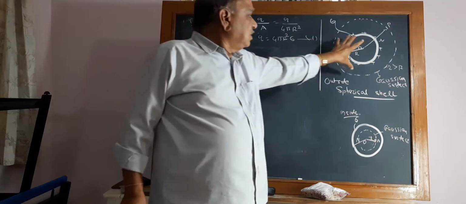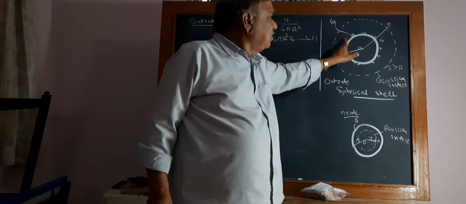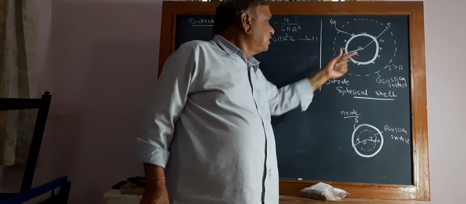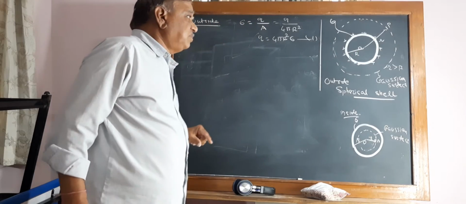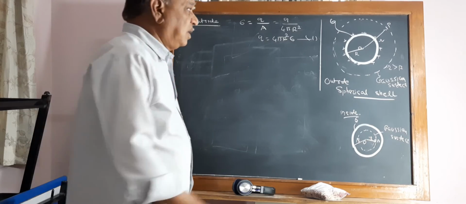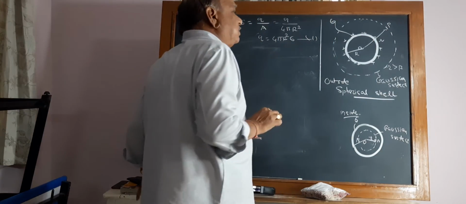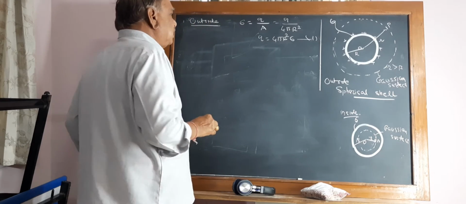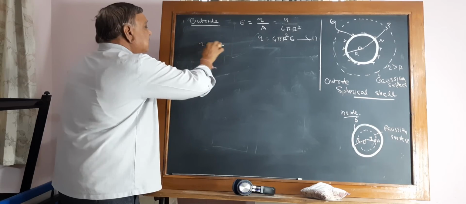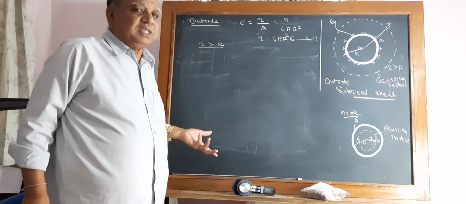Again, see, a spherical shell of radius R (capital) with surface charge density sigma. Now consider a point P at a distance r from the center. But here the condition is r must be greater than R. This point is outside of this spherical shell.